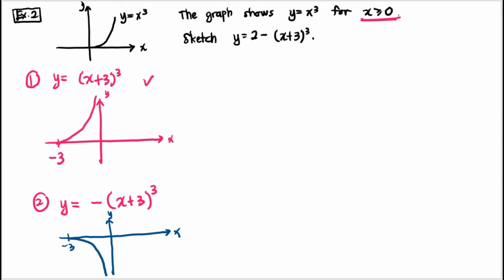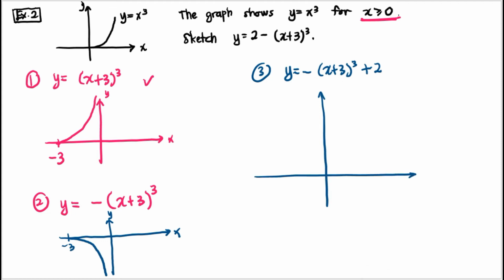But now I'm going to shift it upwards by 2 units because I'm going to add 2 here. So in the third step, I have y equal to negative of (x plus 3) to the power of 3, plus 2. Suppose I have something like this, this is x and this is y. Can you imagine that this graph is being shifted upwards by 2 units?